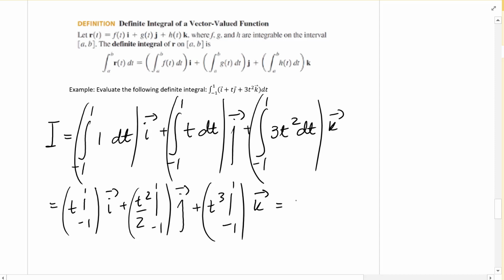So that is equal to 2i, then t squared, that's 1 over 2 minus 1 over 2, that's 0, and then plus 1 minus negative 1, that's 2k. So the integral is actually this vector 2, 0, 2, or it's 2i plus 2k.